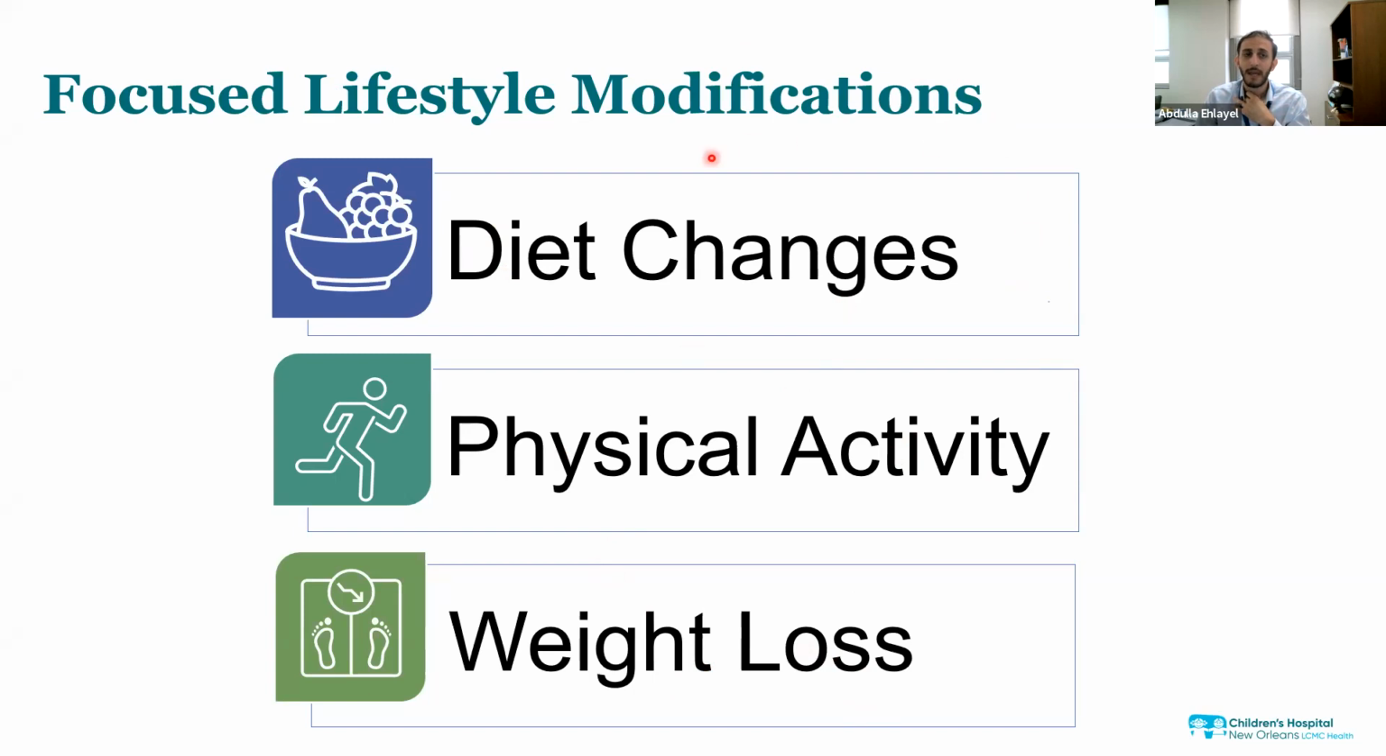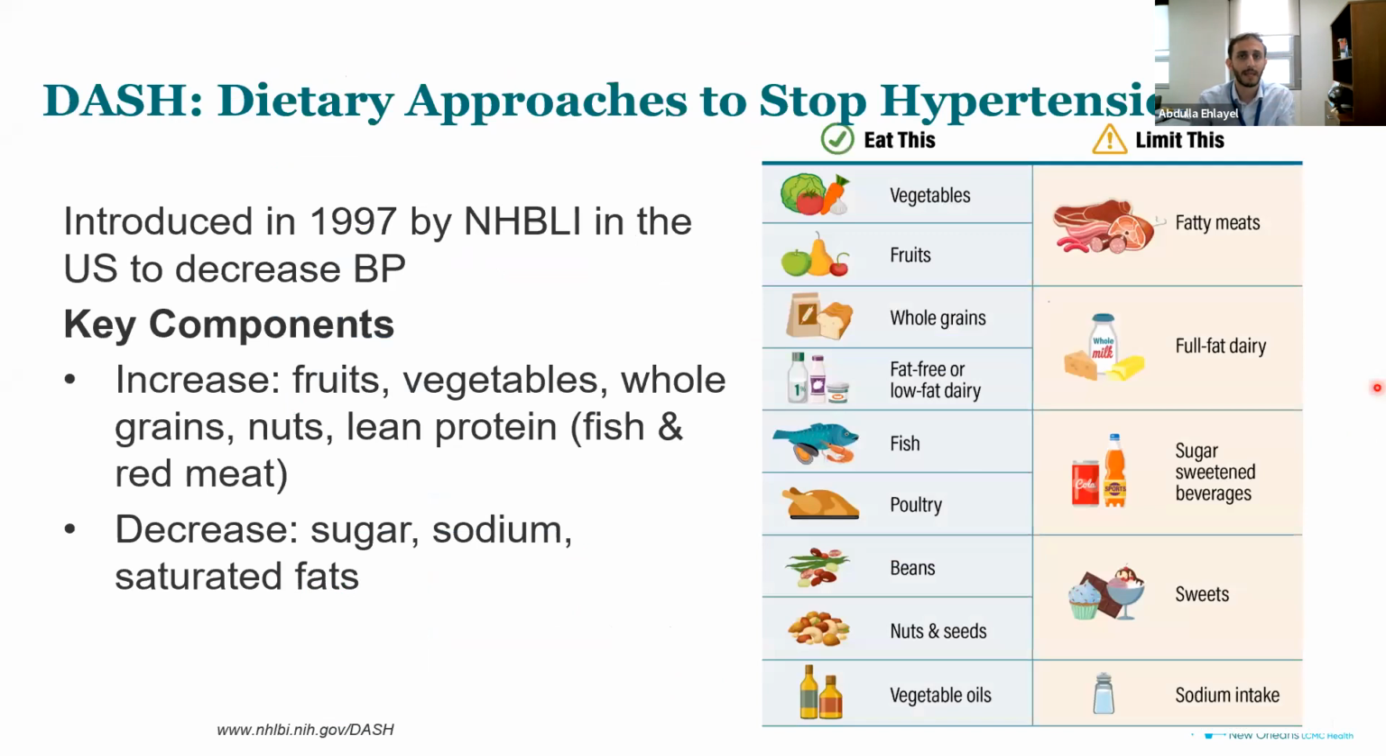Diet changes have been shown to decrease blood pressure with adult studies, not so many in children, but it looks like it decreases the systolic blood pressure by about 10 millimeters. So it's a significant effect on that. Physical activity and weight loss decreases the systolic blood pressure on average around 5 to 6 millimeters of mercury. So they can have an important impact on the blood pressure in children as well. So there have been some studies for that.